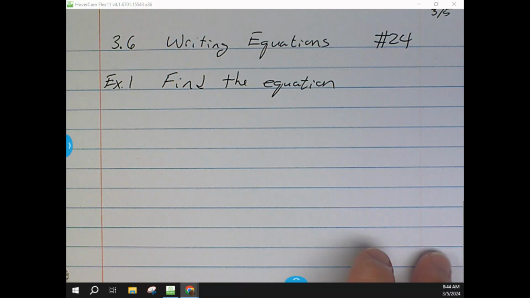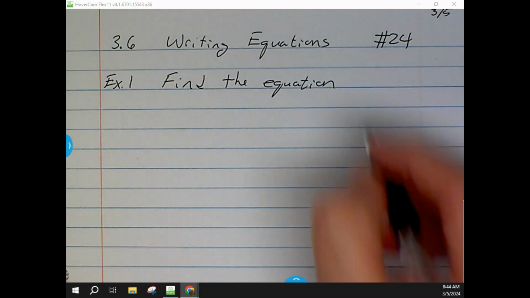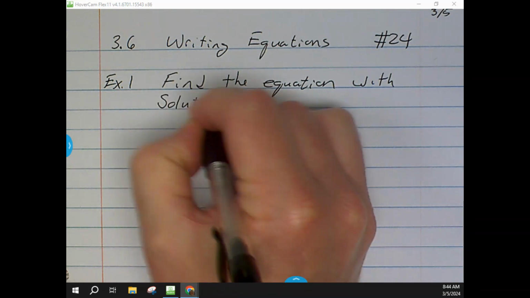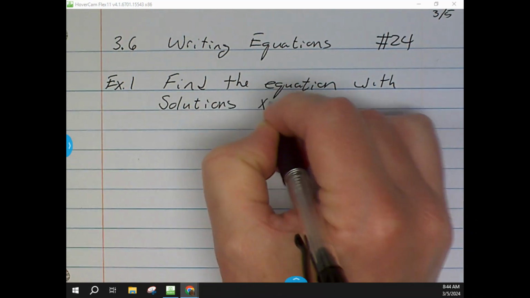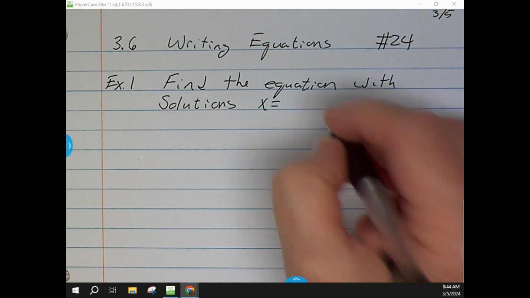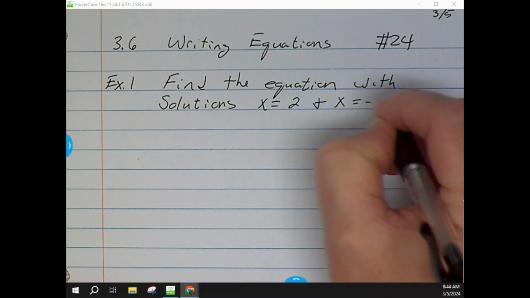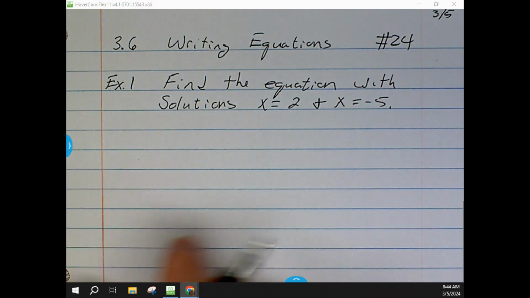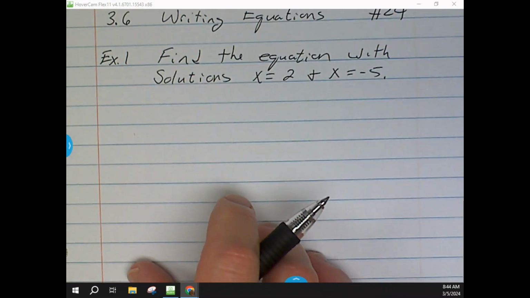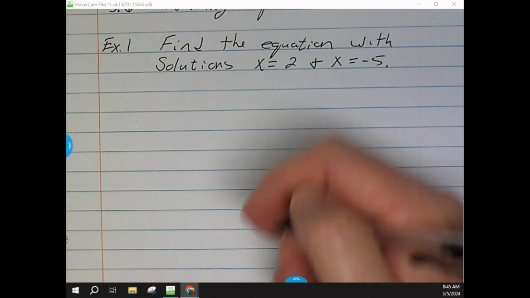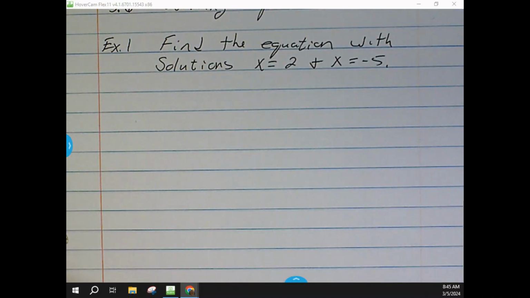Okay, so basically it's going to be set up this way. It's going to be: find the equation with solutions x equals -2, or x equals 2, and x equals -5. Okay, so everything is backwards. And it's almost one of those, if we could start at the bottom and work our way back to the top, basically is what we're looking for.